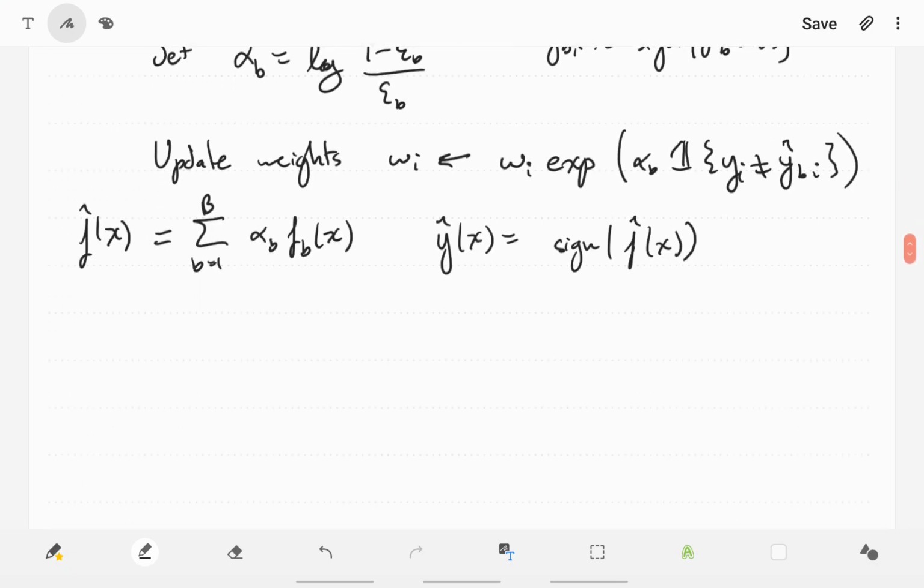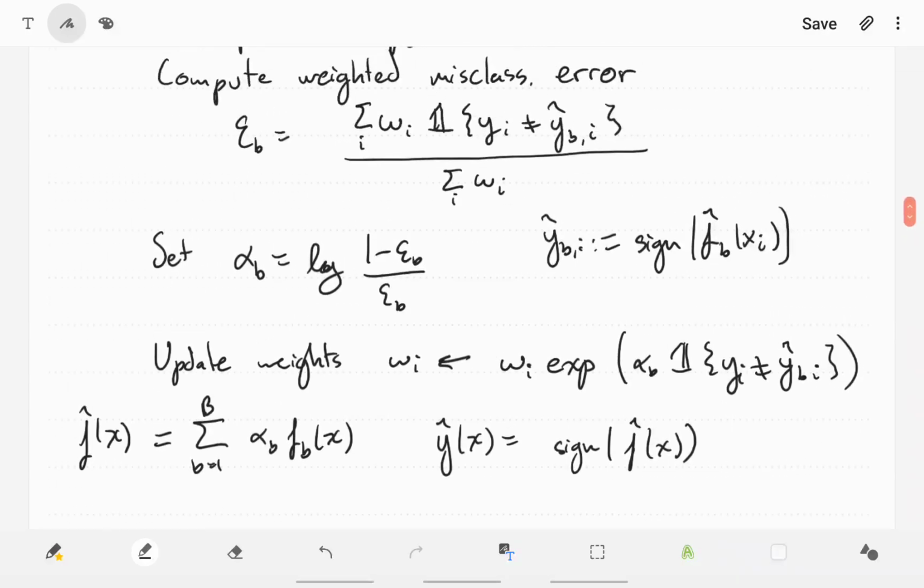So, what do we do? What are the characteristics of the base classifiers that we would like? In bagging and in random forest, we wanted a classifier with low bias, but perhaps high variance. So we grew a very deep decision tree. Here, the opposite is going to be true.